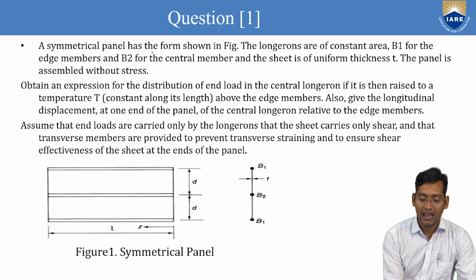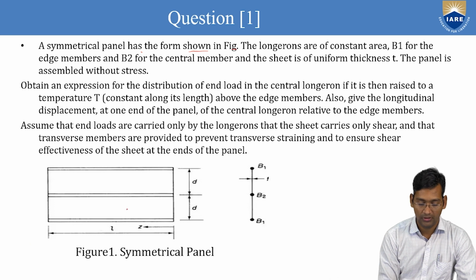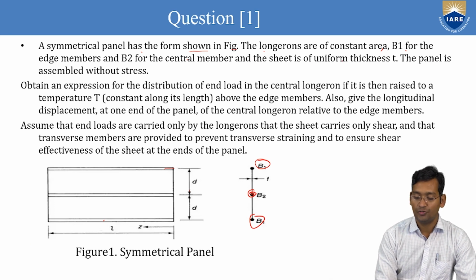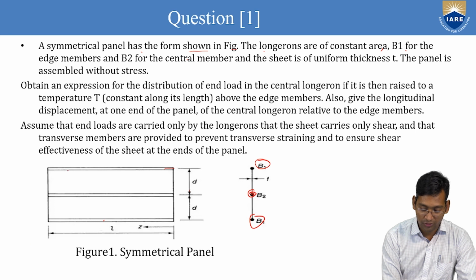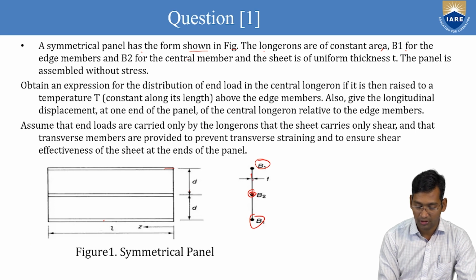A symmetrical panel has the form shown in the figure here. The longirons are of constant area. So the longiron having that constant area from here to here is given as B: area B1 for the edge member and B2 for the central member. And the sheet is of uniform thickness t, so the thickness is uniform overall, from here to here, that is t.